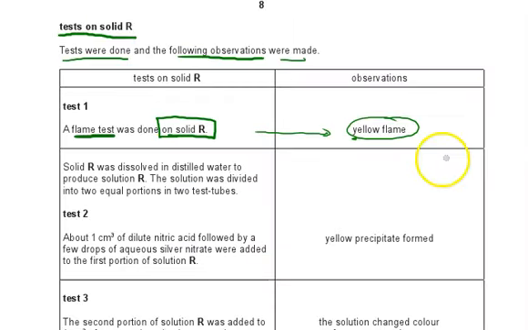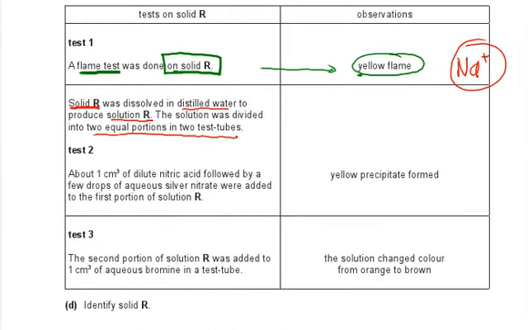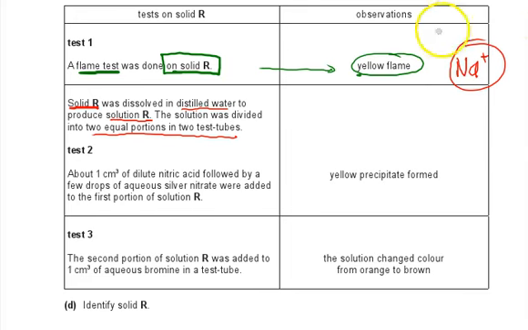You know, we go back to the question. So this is a sodium ion. Okay, now solid R is dissolved in distilled water to produce solution R. Okay, the solution was divided into two equal portions in two test tubes. So we have managed to get the cation for this, and now we need to get the anion.